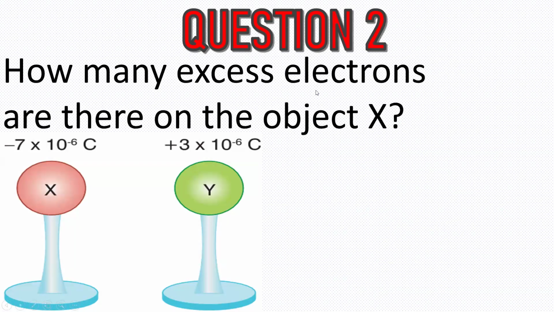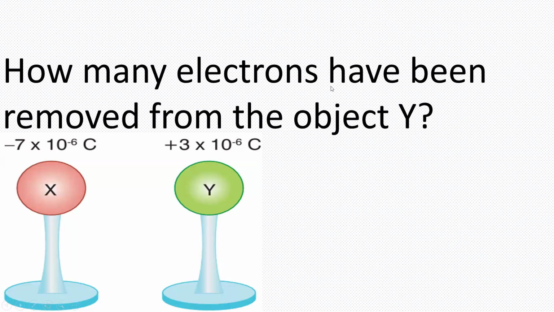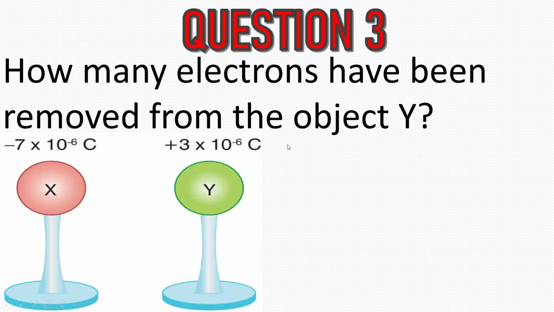How many excess electrons are there on the object X? Because it is negative, excess electrons. But now they said how many electrons have been removed from the object Y? Because when you remove electrons from a neutral object, it gets positively charged. All right. So same calculation, but now positive. I think you have tried, we did try already.